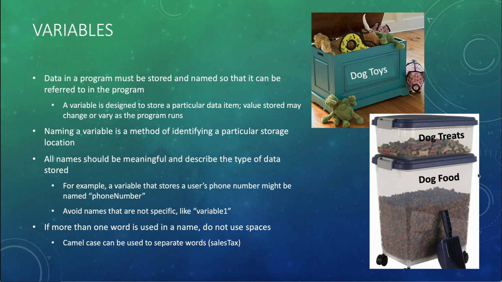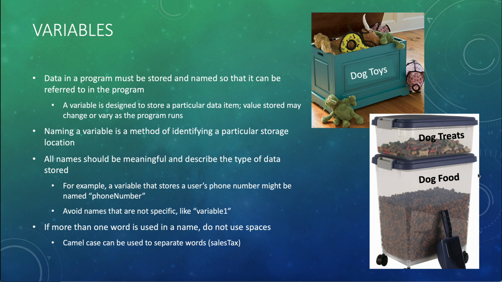However, best practice is to make all names meaningful and choose names that describe the type of data that is stored. So if you're trying to store a user's phone number, you might name the variable phone number. You want to avoid names that are not specific, like variable 1. Because remember, you are naming this variable to help yourself and any other programmers that might work on your program. When you look back at your code, you want to make sure that the variables tell you what they're there for. What are they storing and how are they being used in this program?